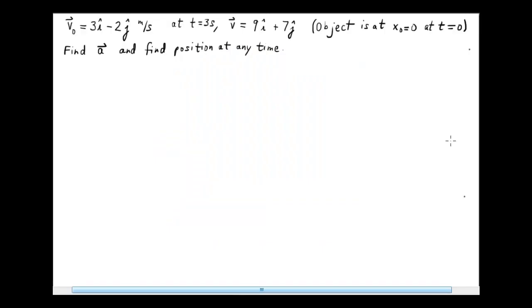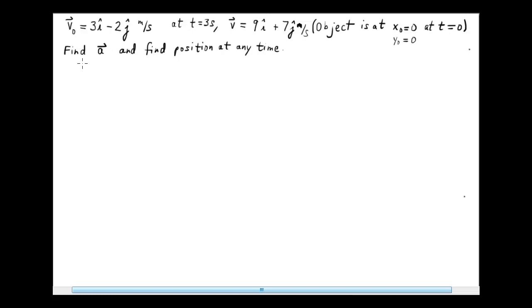Okay, here is my example problem rewritten on my stylus so I can solve it for you. And I've just written down what the initial vector was at time 0. So we call this vector v0. It was 3i hat minus 2j hat in meters per second. We were told at time t equals 3 seconds, here's what it is now. Also, I didn't put the units down here, but it's still also in meters per second. So I'll put that down. And we were told that the object is at x equals 0 at t equals 0. It was at the origin, x equals 0, and of course y0 equals 0 at t equals 0. So find a and find the position.